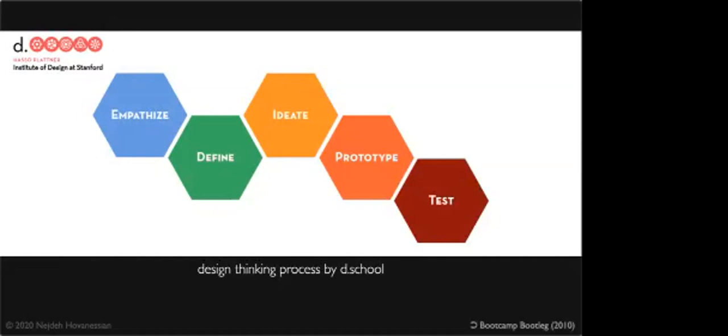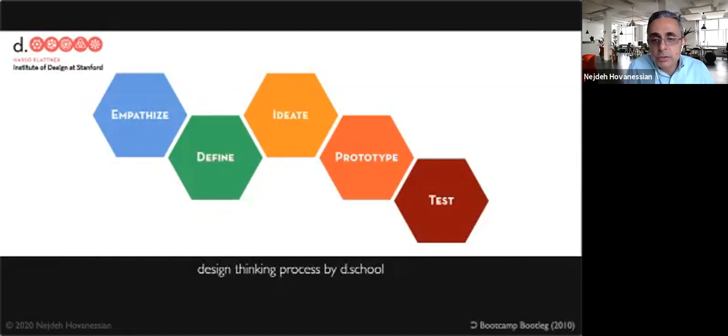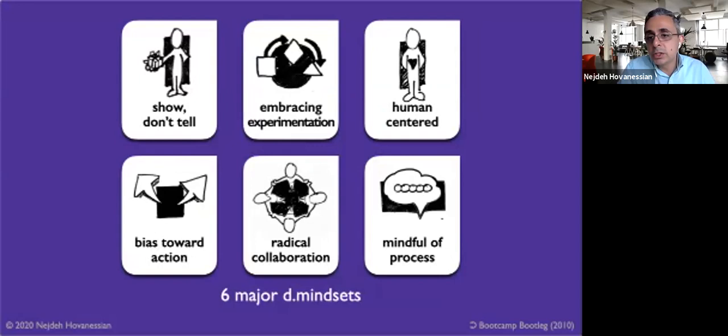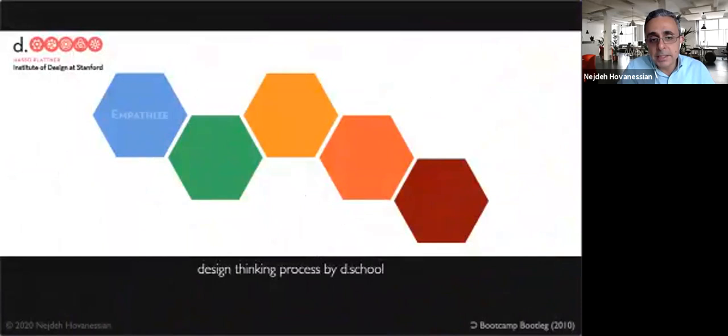So up to now we learned 6 major mindsets in designers. The first one was visualization. The second one was prototyping. The third one was experimentation as our prototyping, human centricity, which is, we learned about empathizing, bias toward action or doing, learning by doing, radical collaborations or acting as a glue. And we learned also about process, mindfulness about process, that there is a kind of process in design thinking.